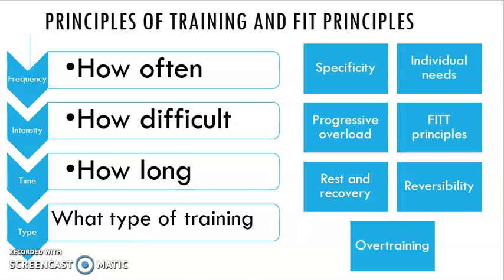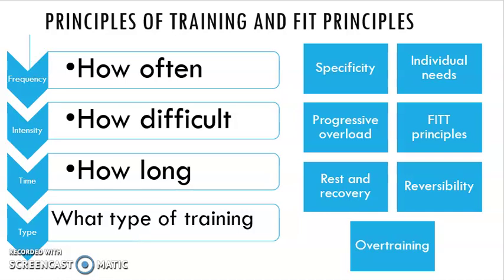F stands for frequency, so how often you train. I is intensity, which is how hard or how difficult the training is. And lastly, the two T's stand for time, which is how long we spend, how long we train for, and the last T is type, which refers to the type of training we perform.